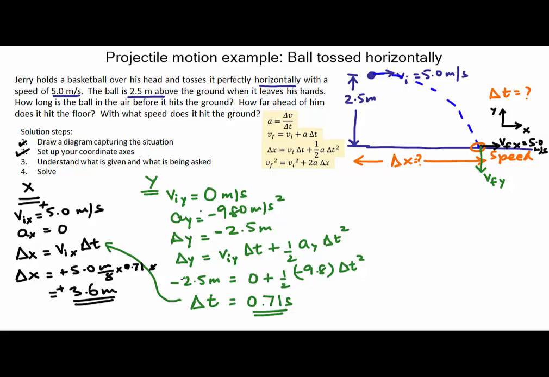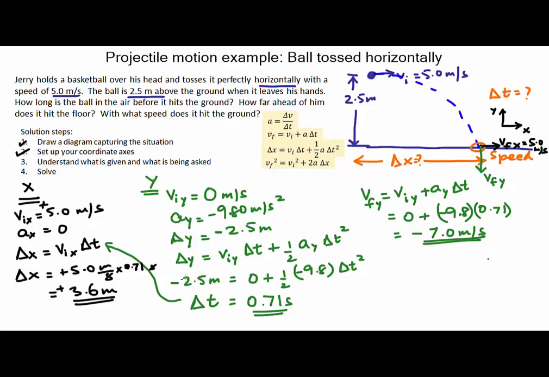So back to the y direction. I've got all this now. Can I figure out the v_fy? I've got my choice of equations now. I can use several, but let me just use the second equation over here and say v_fy equals v_iy plus a_y times delta t. I know my v_iy is 0. I know a_y is minus 9.8, and I know delta t now is 0.71. And when you solve that, you will get minus 7.0 meters per second. So the vertical component of the ball's velocity is going to be minus 7.0 meters per second. The horizontal component remains unchanged at plus 5.0.